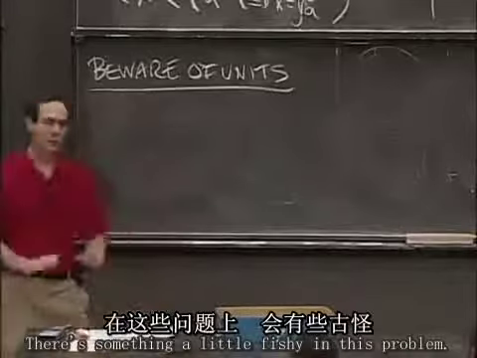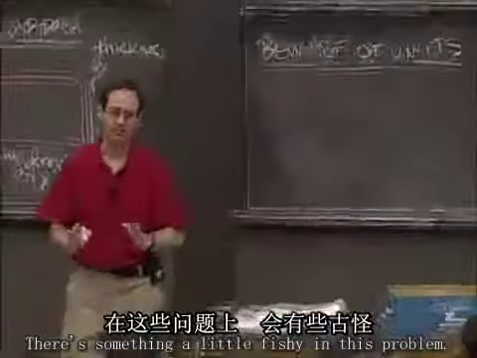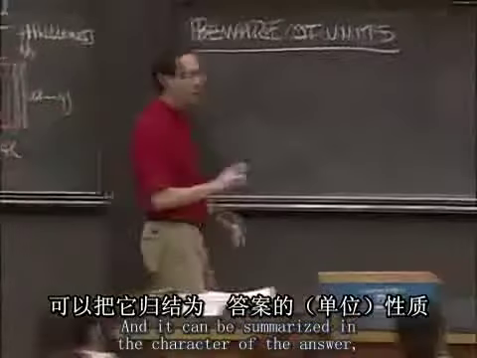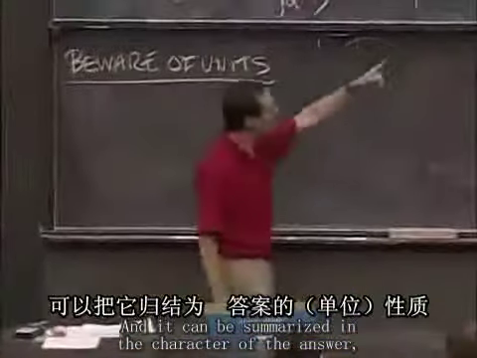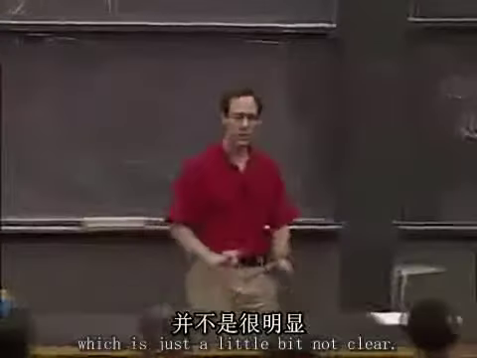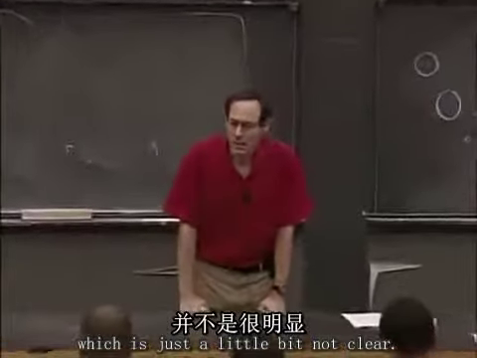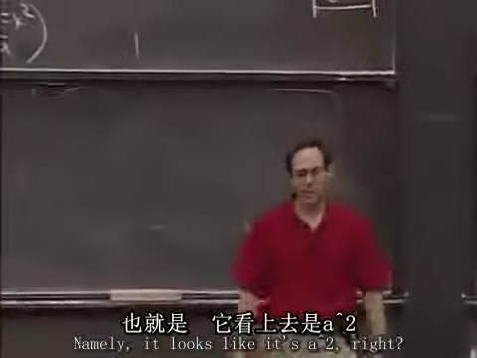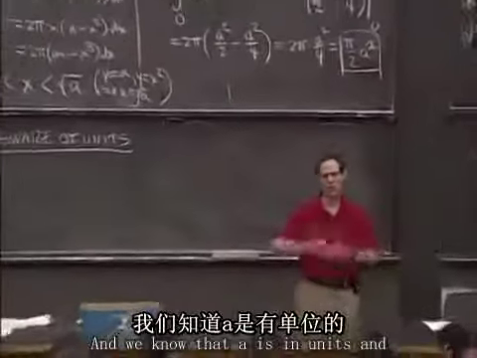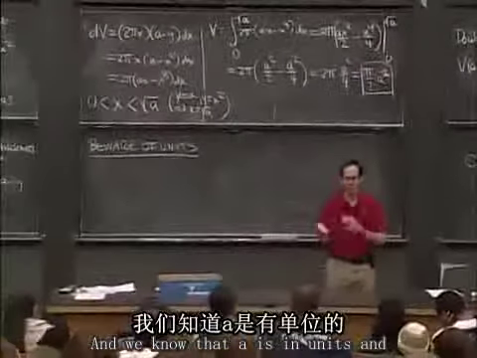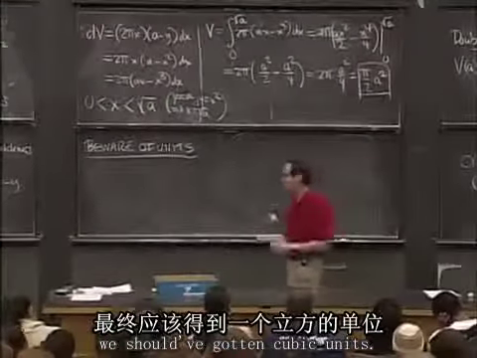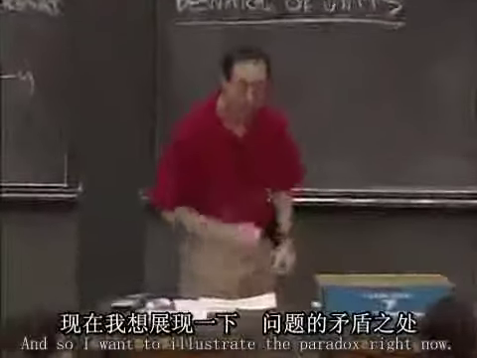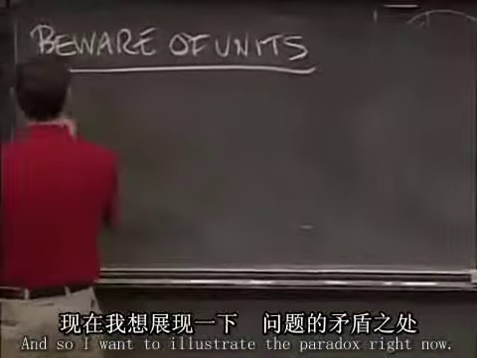There's something a little fishy in this problem. And it can be summarized in the character of the answer, which is just a little bit not clear. Namely, it looks like it's a squared, right? And we know that a is in units, and we should have gotten cubic units. So there's something a little bit tricky about this question. And so I want to illustrate the paradox right now.